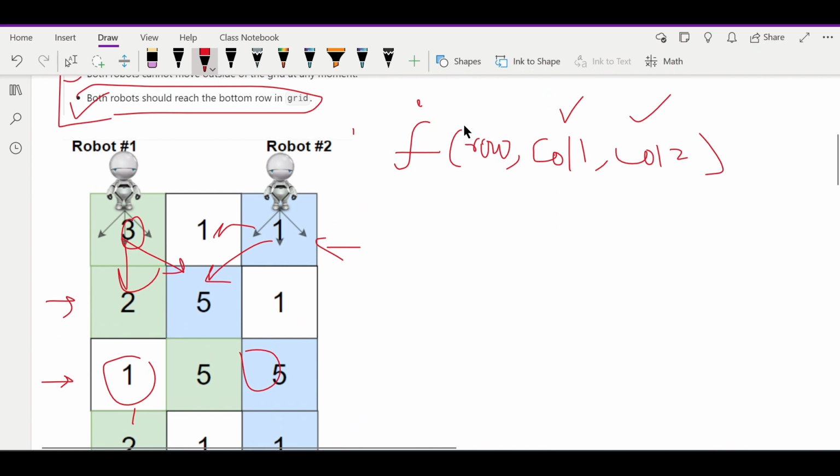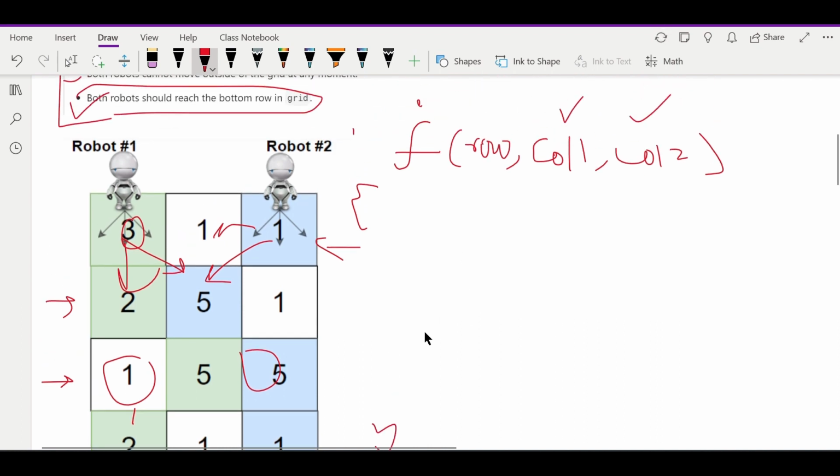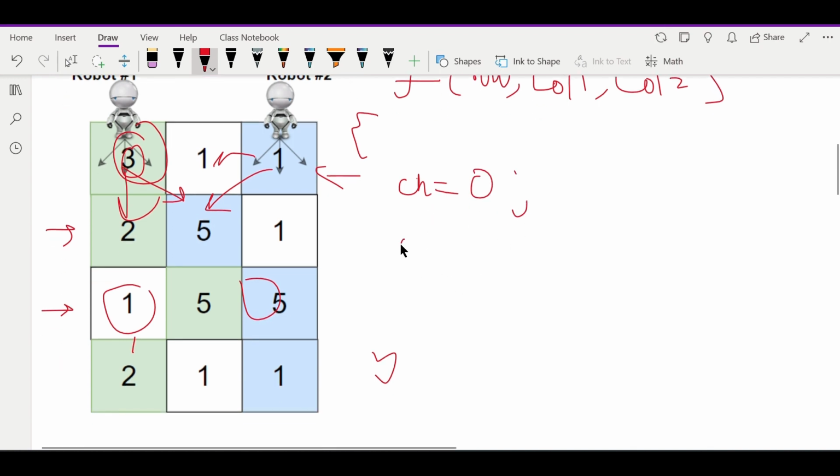This is the function definition. These are the important things which I'll be passing. And now let's write the recursion. For every step, I have to count the cherries. First, I have to count the cherries at the current position. So let's say I initialize cherries with 0, and I have to count the cherries at that position.